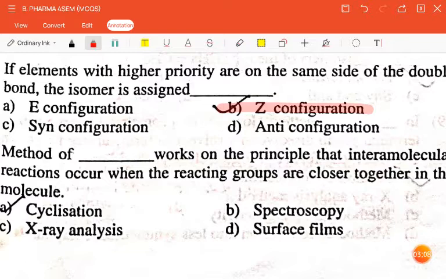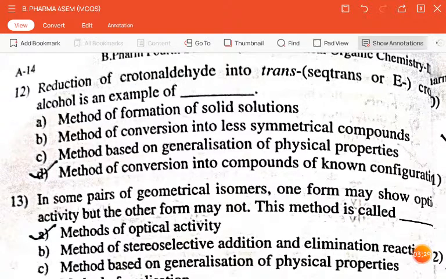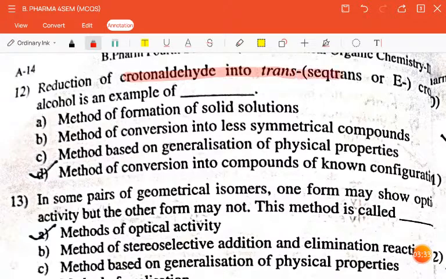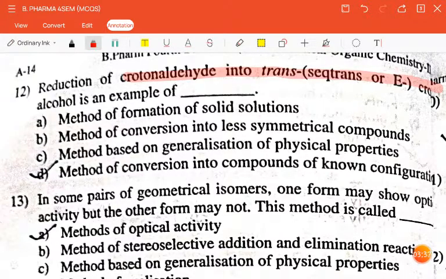The next question is, method of dash works on the principle that intramolecular reaction occurs when reacting groups are closer together in the molecule. Cyclization, spectroscopy, X-ray analysis, surface film. So the correct answer is cyclization. Question is, reduction of crotonaldehyde to trans, sec-trans, or E-crotyl alcohol is an example of methods of formation or solid solution, method of conversion into less symmetrical compounds, method based on generalization of physical properties, method of conversion into compounds of known configuration. So the correct answer is method of conversion into compounds of known configuration.